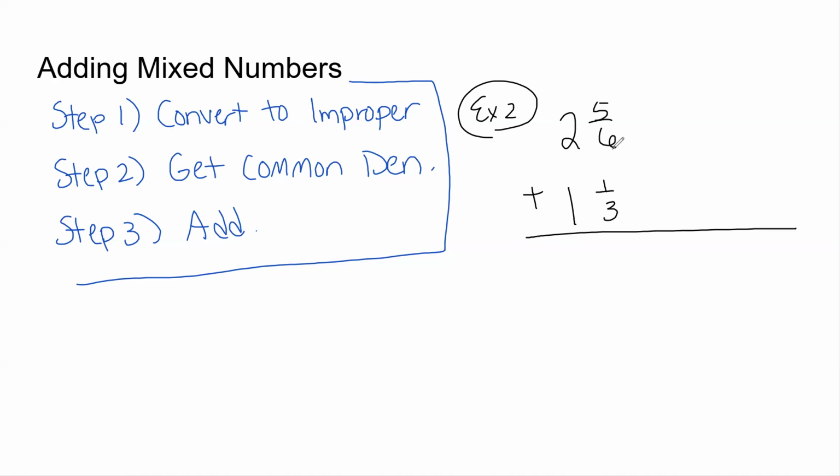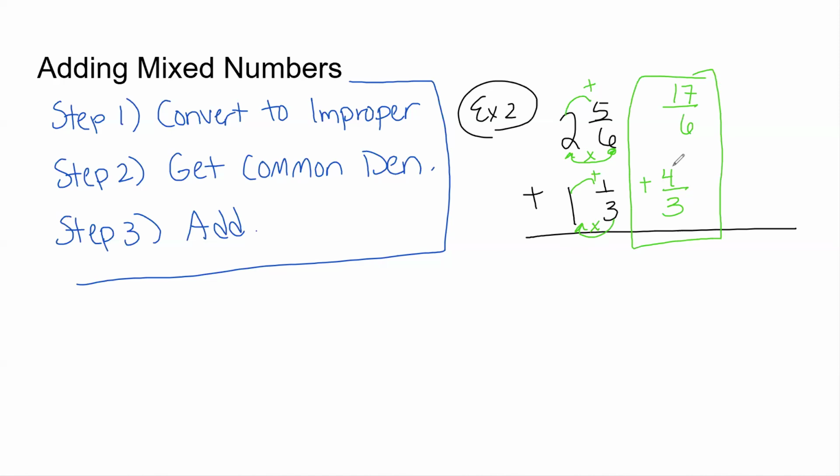Okay, so again, we take the denominator times the whole number, keep that in your head. So 6 times 2 is 12. 12 plus 5 is 17, keep the same denominator. And then let's do the same for the bottom. 3 times 1 is 3, keep that in your head. Plus 1 is 4, same denominator. So now the green is our new problem. We have 17/6 plus 4/3.